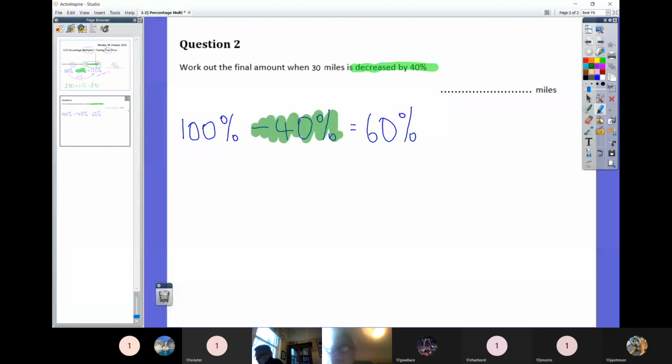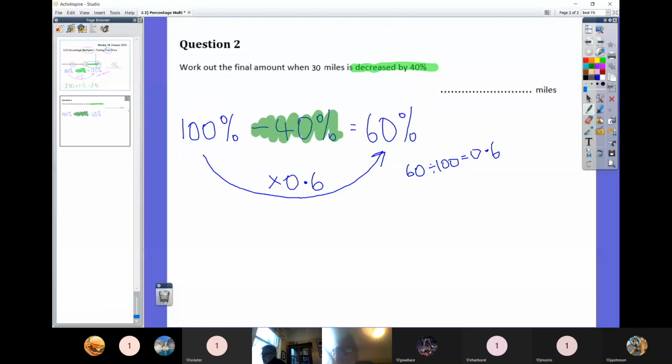Okay, so we've taken away 40% because it is a decreasing question. But it's the same argument. What multiplier will take us from 100 to 60? Now it's got to get smaller, so it's going to be less than 1. Now what do we multiply 100 by to get 60? Well, we multiply by 0.6. Okay, again, if you couldn't do that in your head, you would just go and say 60 divided by 100, which gives you 0.6. So we then move on to step 2.